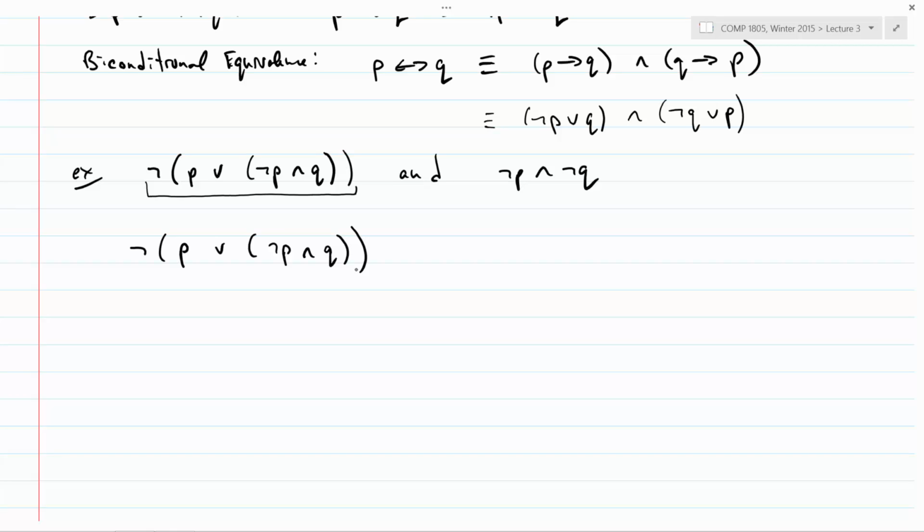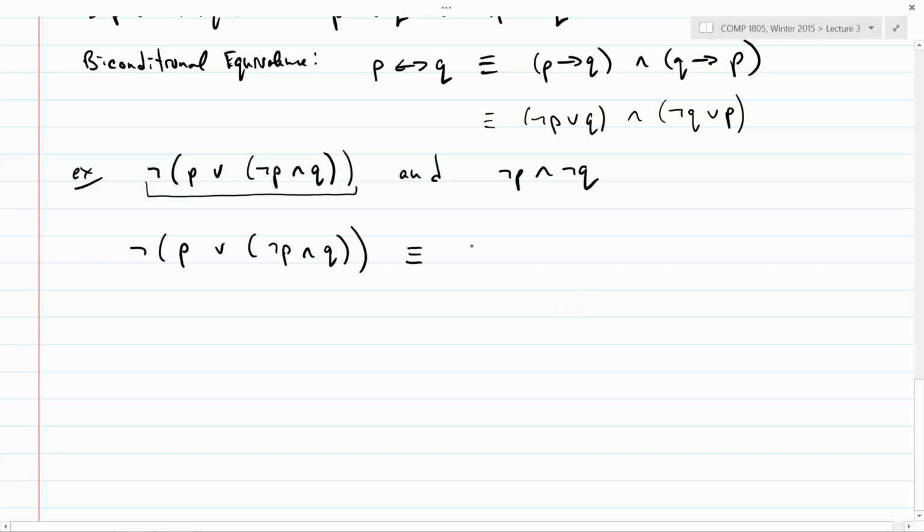The first thing you should do is get rid of any if and only ifs. In this example, there are none. The second thing you should do is get rid of any implications, and in this example, there are none. The third thing you should do is apply De Morgan's law as much as you can, and your goal when you apply De Morgan's law is to move the negations as close to the atomic propositions, the letters, as you can. You want negations to apply to as little as possible. This negation here applies to a lot. It applies to the whole thing. So I should use De Morgan's law to move it in.